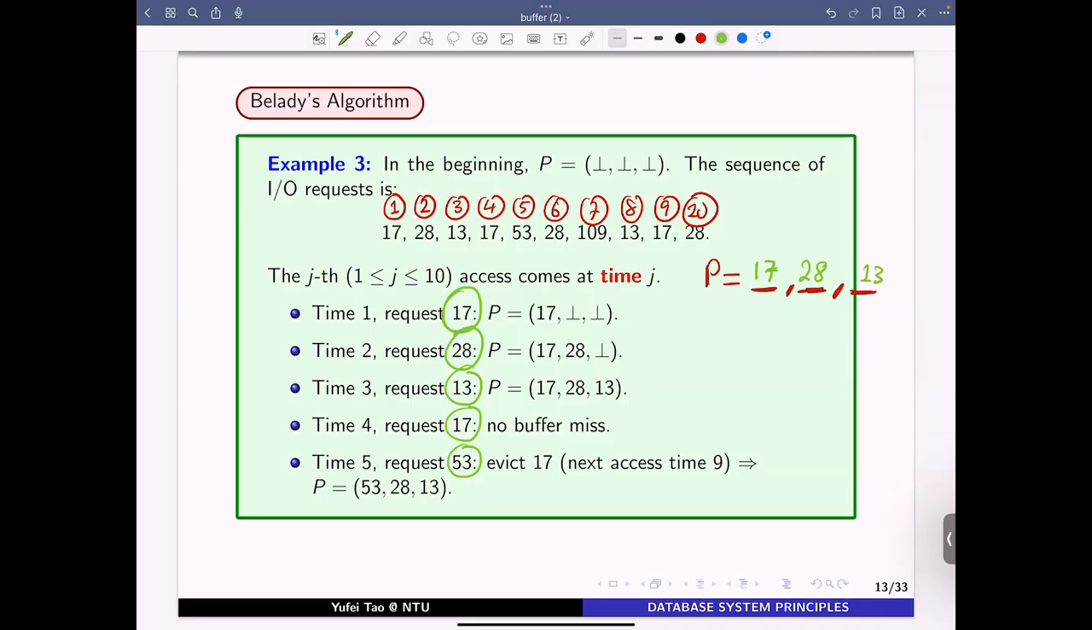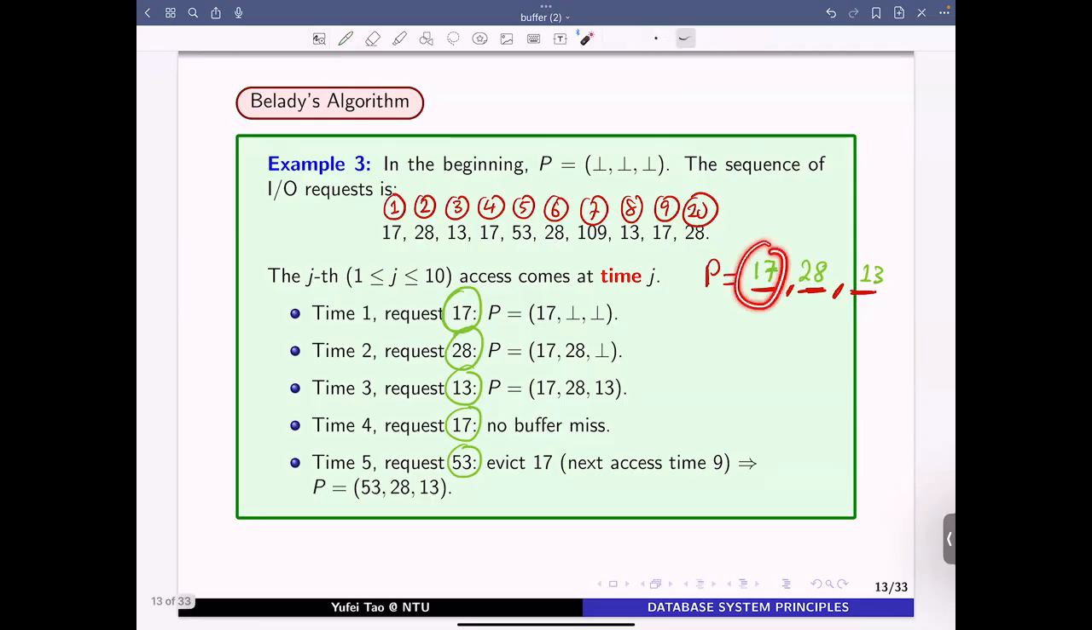All right, so Belady says, remember, greedy. You want to be greedy. Look into the future, and see which block will be accessed again farthest into the future. Farthest. Well, let's see.